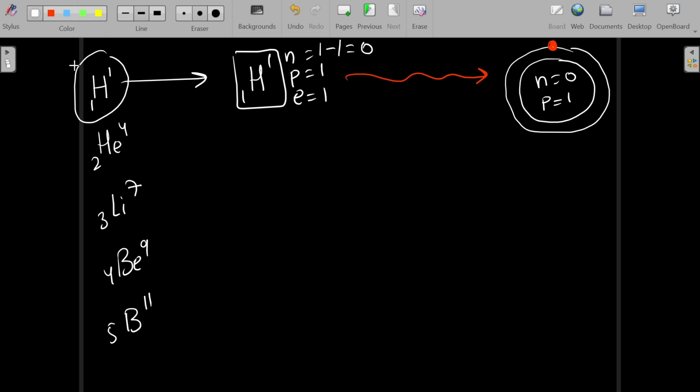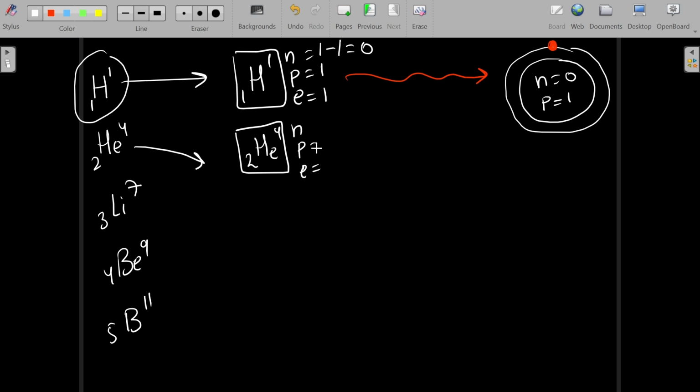Now moving on to the second example, helium. So for helium, let's say we've got our elemental notation, which is over here, I've made it twice.